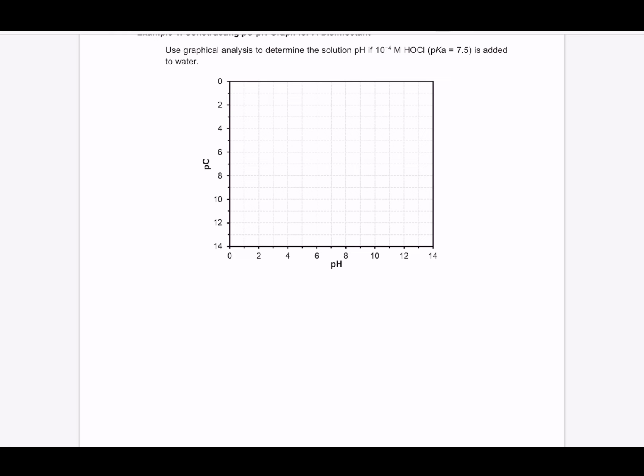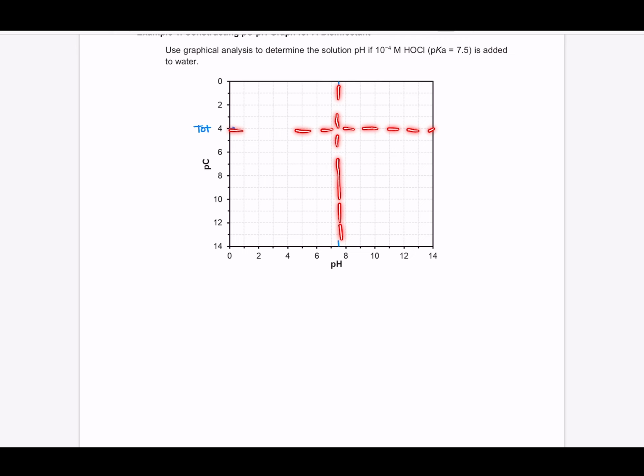So this would be 4 on this graph. So this would be the total. And then 7.5 is the pKa. So 7.5. And this would be here. Yeah, 7.5.